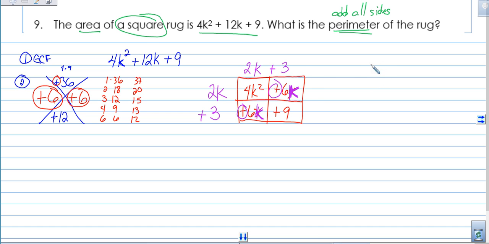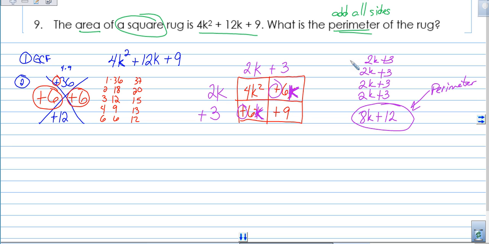When you want to do the perimeter, you have to add all the sides of the square. So pretend this is our square right here. We'd have another 2k plus 3 and another 2k plus 3. So you'd have 2k plus 3, 2k plus 3, 2k plus 3, and another 2k plus 3. 2k plus 2k plus 2k plus 2k is 8k's. 3 plus 3 plus 3 plus 3 is 12. Okay? So that becomes our perimeter.